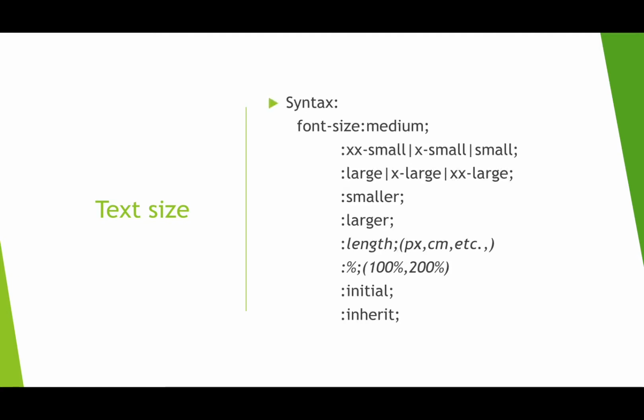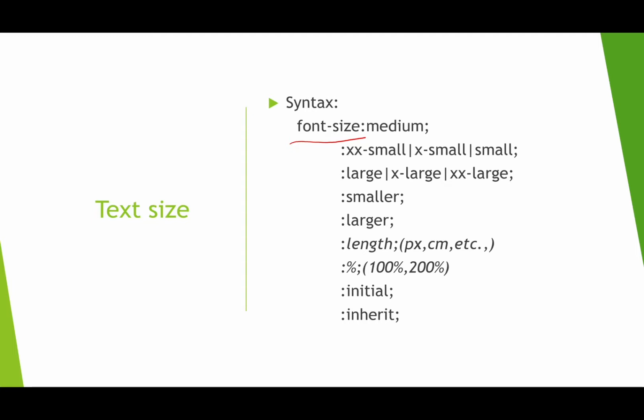The CSS font size property defines the text size for an HTML element. Property name should be font-size, and the values for this property are mentioned here. As the name implies, medium sets a font size to a medium size, and this is default. XXS, XS, and small sets a font size to the respective small size. Large, XL, and XXL sets a font size to the respective large size.